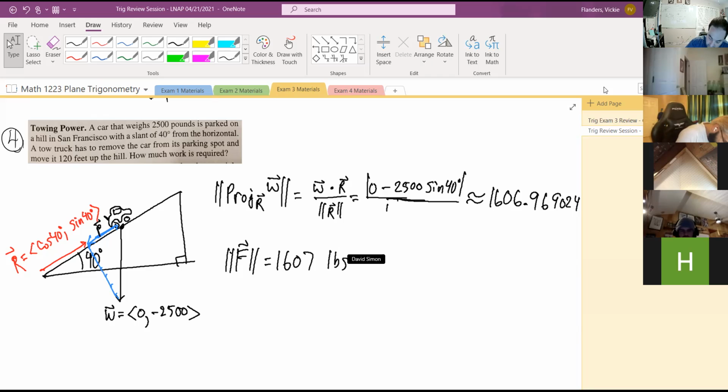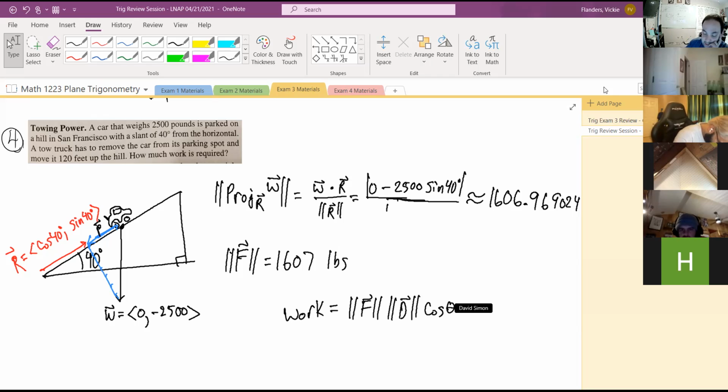But then the work that they're talking about is going to be the magnitude of the force times the magnitude of the distance times the cosine of the angle in between them. But take a real close look. They said that we're just moving it up the ramp. So the distance vector and the force vector, like we were talking earlier, they're in line together, right? So I don't even need to worry about the cosine of the angle. That's going to be times 1.